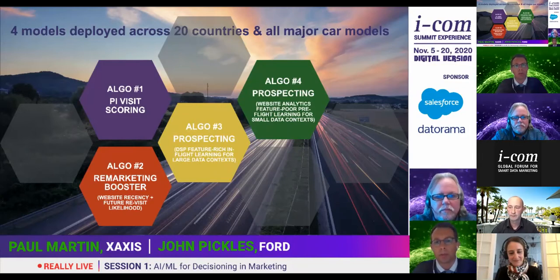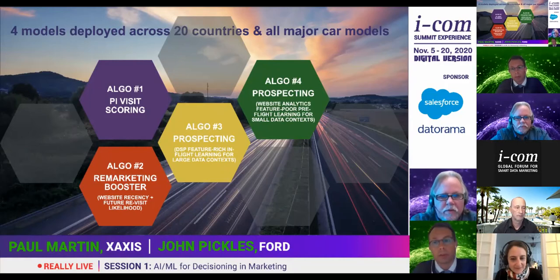So really taking into account browsing patterns on the website, and not just the likelihood to come back to the website, but the likelihood to come back and go to some of these high value pages like a test drive. Again, additionally layering into the econometrics purchase intent weights as well. Ford also does some advertising to people who haven't been to the website. We call that prospecting, and that's algo number 3 here.